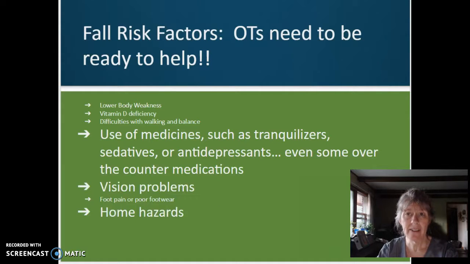Besides home safety evaluations and education, OTs have the opportunity to help with organizing meds so that mistakes don't lead to problems and with doing some kind of vision screening.